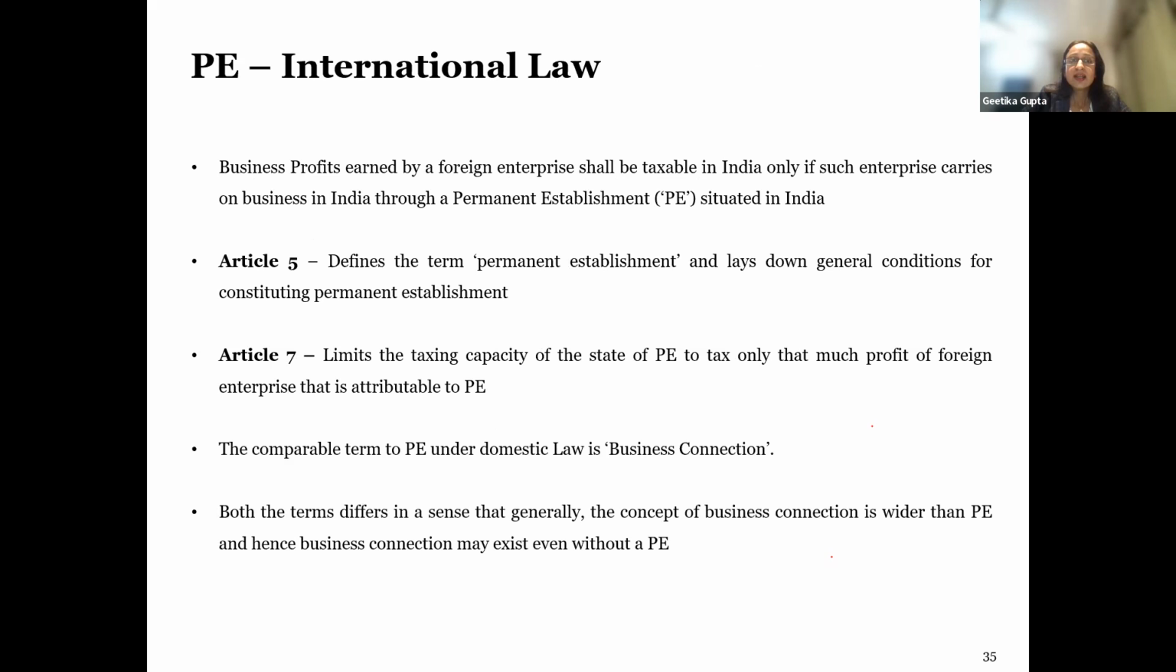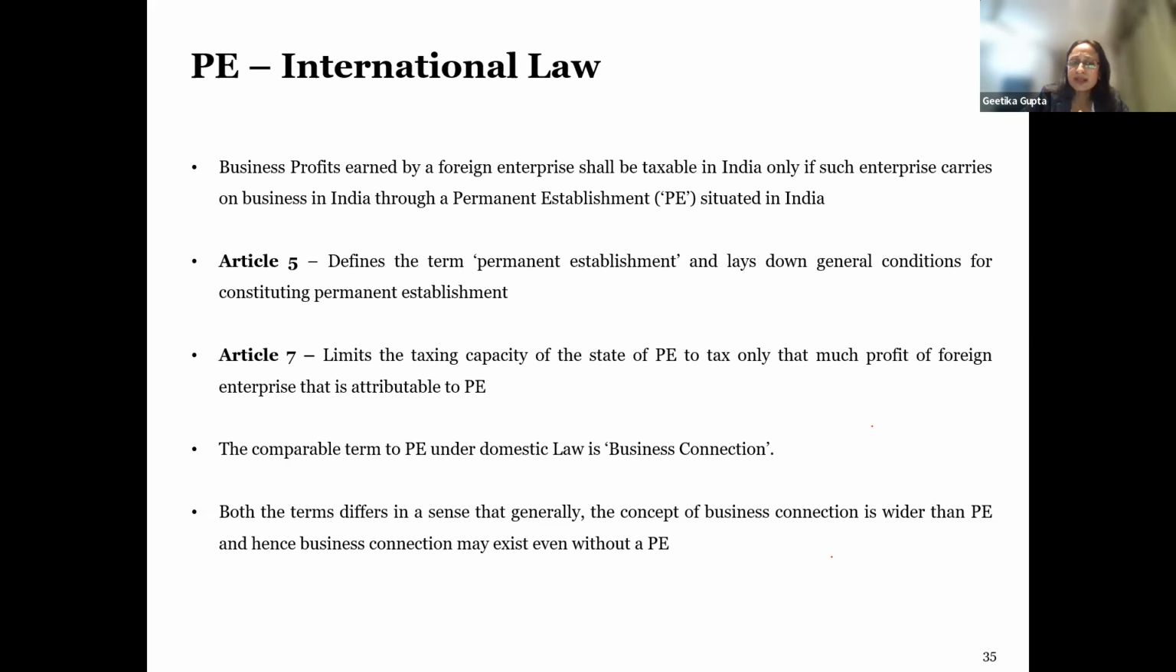So business profits which are earned by a foreign enterprise shall be taxable in India only if the enterprise carries on business through a PE. Article 5 defines the term PE. It lays down the conditions, what constitutes a PE, and Article 7 talks about limiting the taxing capacity of the state only to the profits that are attributable to the PE.